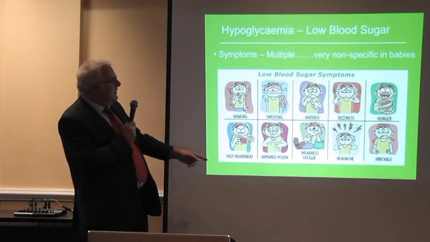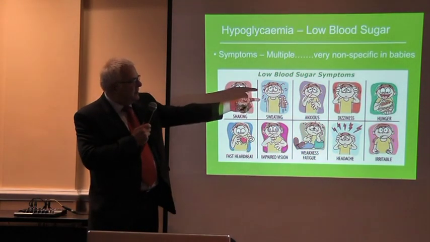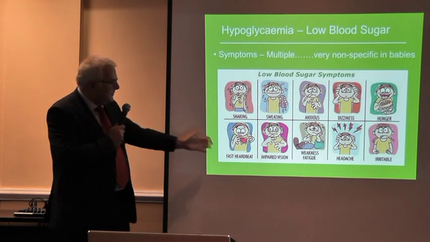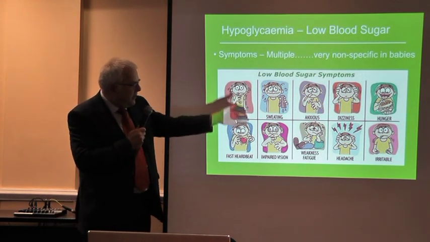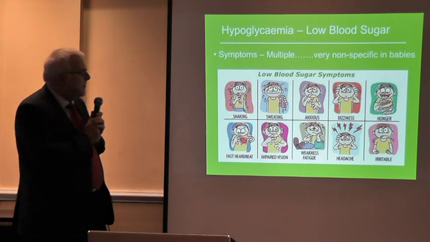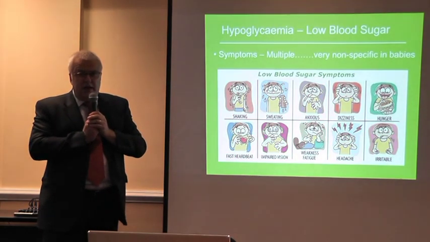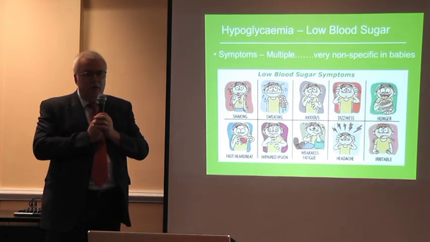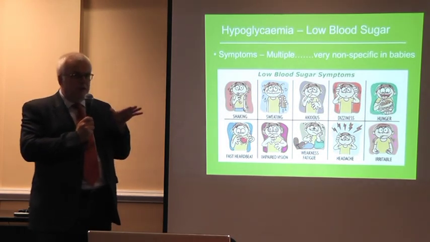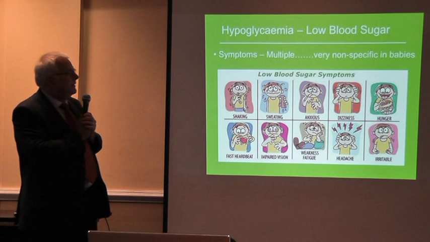So there are all of these things. You can get shaky, sweaty, anxious, dizzy, hungry, fast heartbeat, impaired vision, weakness, headache, irritable. And of course, if that happens in a baby, that's quite difficult to detect. So have a low threshold for looking for low blood sugars in babies.